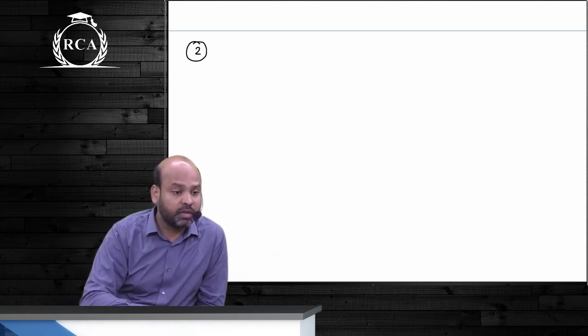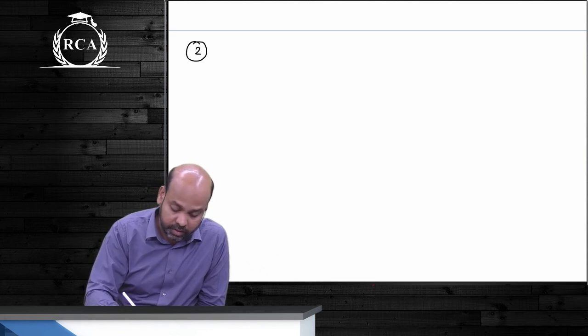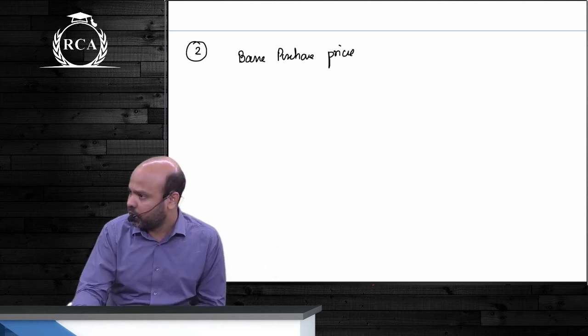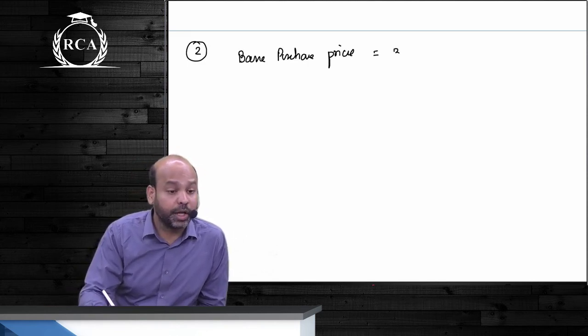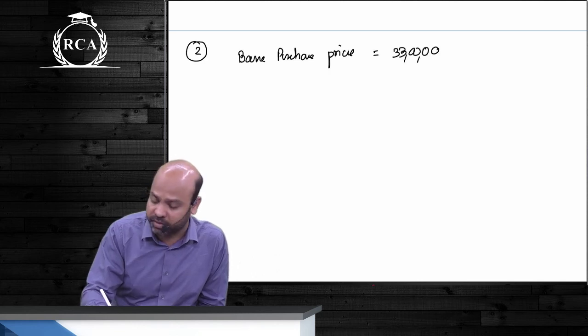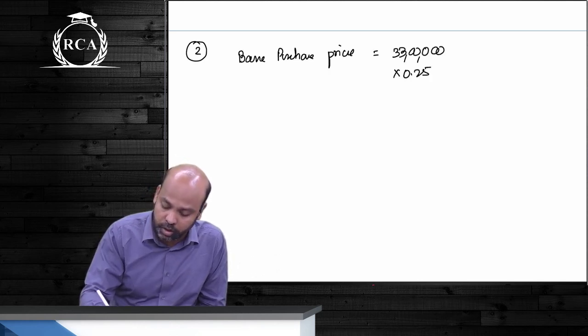FOB and CIF. Now pay attention, guys. First, what is your basic purchase price, both materials put together? We will segregate them later. As of now, I'm only computing the FOB price and CIF price. 33 lakhs multiplied by 0.25.